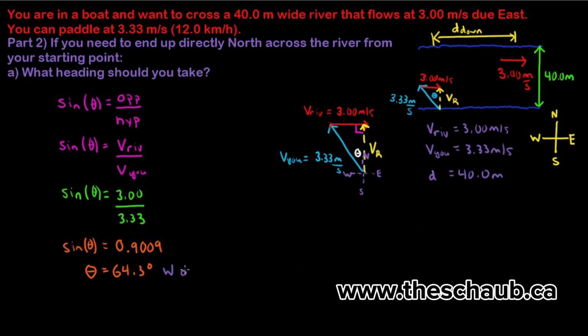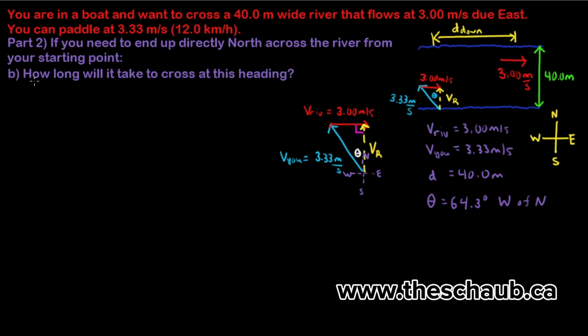64.3 degrees west of north. So we can add this over here. The heading we take, our theta, is equal to 64.3 degrees west of north. And now we're ready for part B.